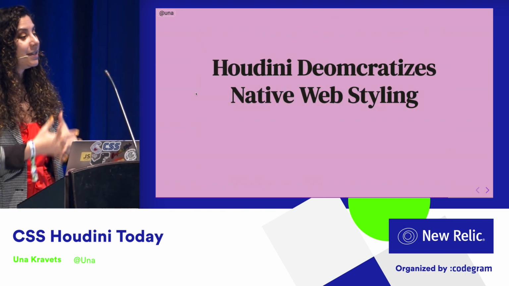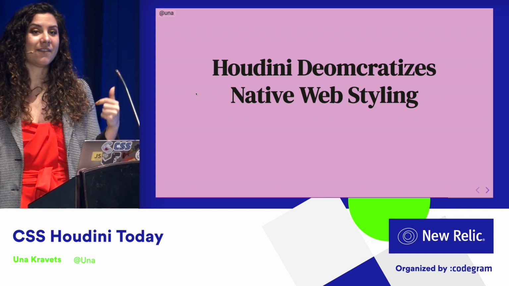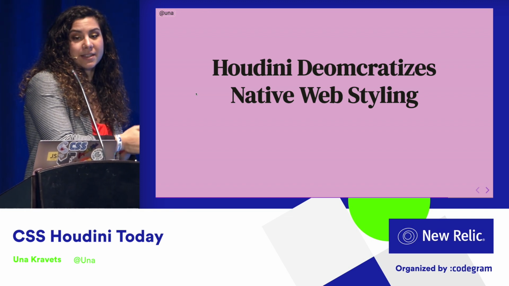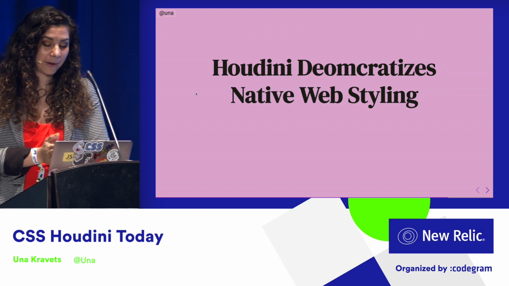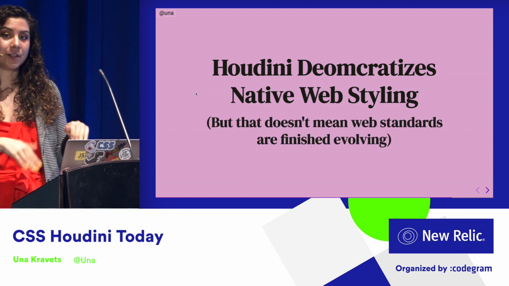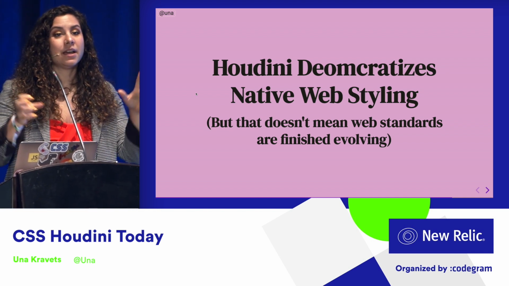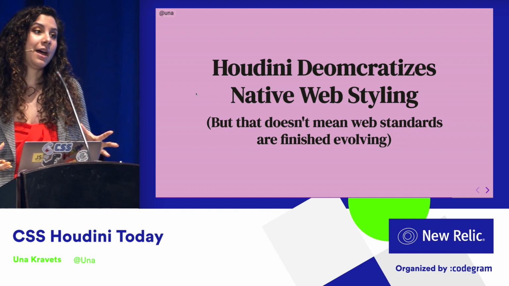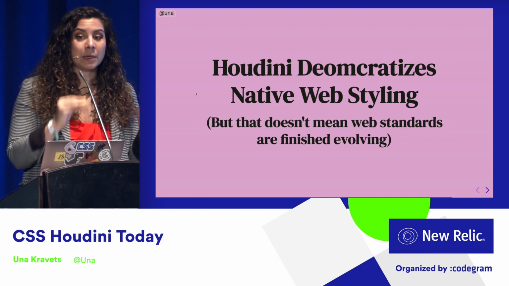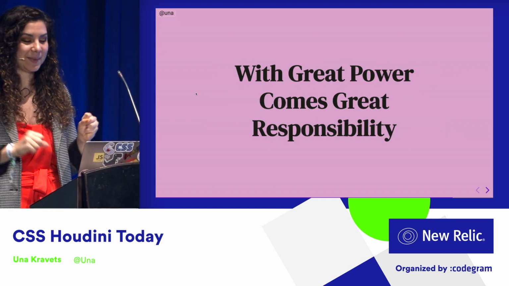Houdini is really cool to me because it democratizes native web styling. It means that anyone can have access to the browser engine in terms of CSS, which was not something that we had before. But an important thing to note is that this doesn't mean that web standards are finished evolving. The answer can't just be, oh, build it in Houdini. This has to be us as developers paving the cow paths for what we want to see the browser put in as a web standard. And with great power comes great responsibility.